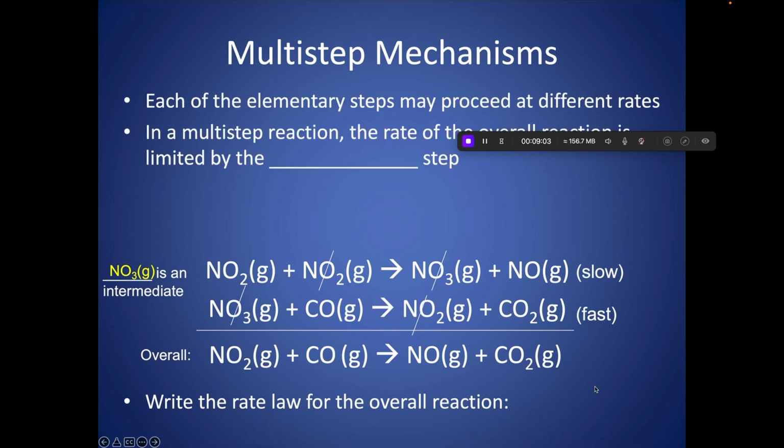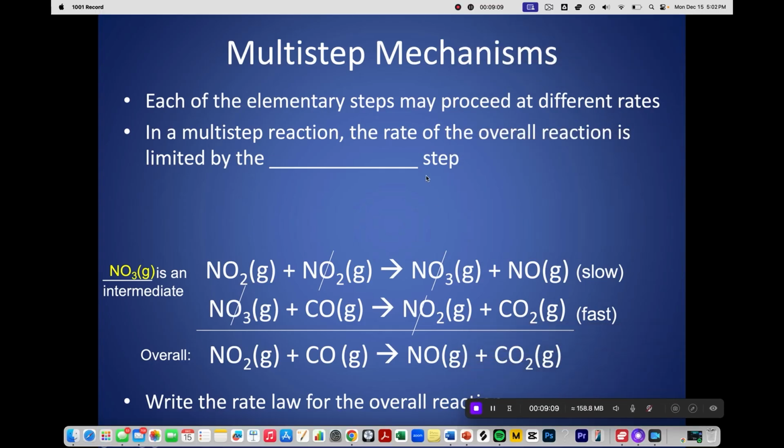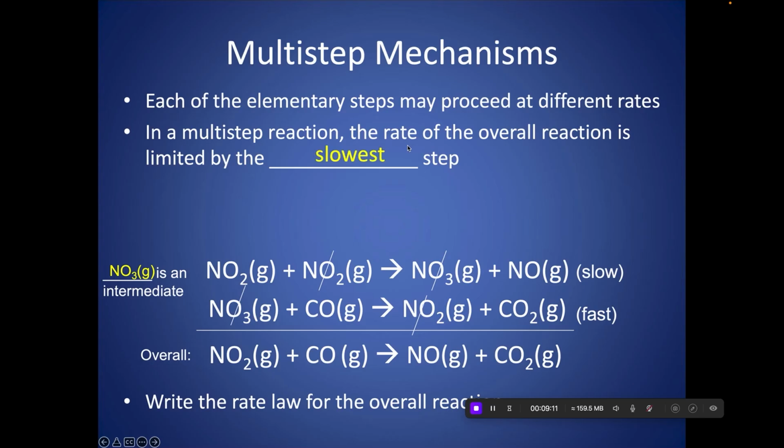So notice that each step occurs at different rates, and that information should be given in the problem. In a multi-step mechanism, the rate of the overall reaction is going to depend on the slow step. The slow step is going to limit how fast the reaction can go. If you think about it, this step is going slow, this step is going fast. Even if this step goes 3 times as fast as that one, I can't go any faster until I get the results from that, or the products from that first reaction.